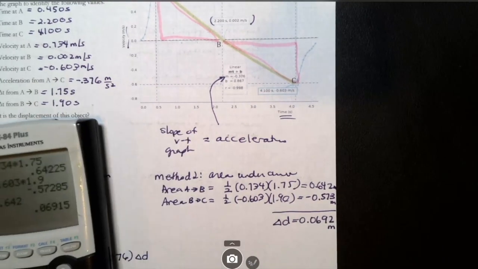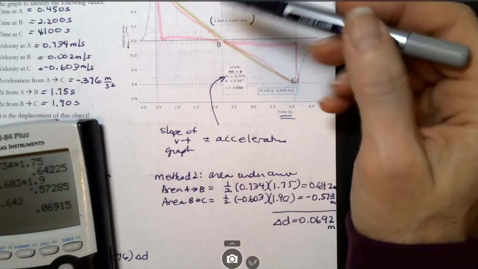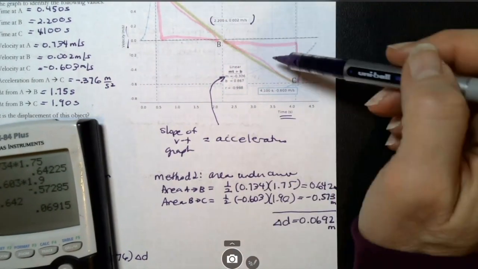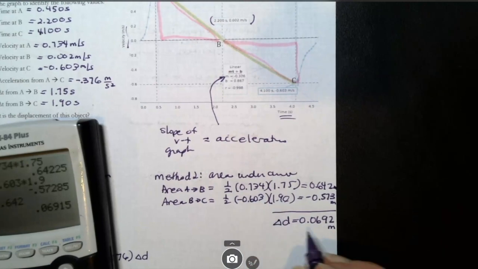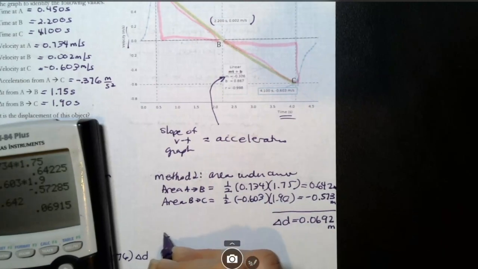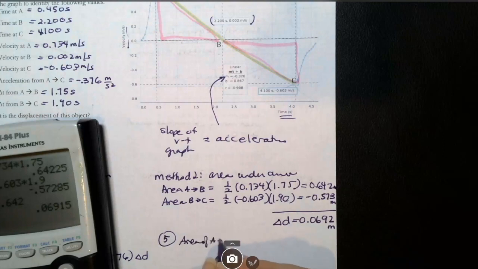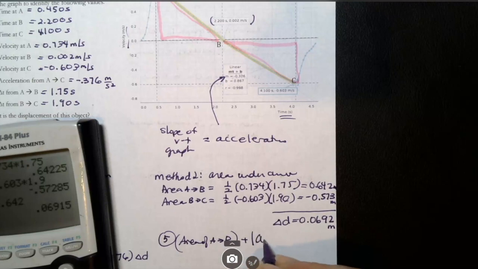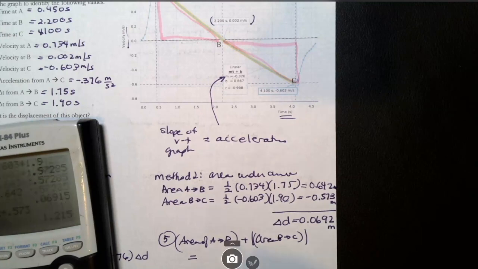The next question asks for the distance traveled. Now the distance traveled does not take into account that this one is moving in the positive direction and this one's moving in the negative direction. You don't have to worry about it. So for number 5, all you have to do is take the area of A to B and add it to the absolute value of the area from B to C. We don't care about the negative sign. The total distance traveled is going to be 0.642 plus 0.573 without any negatives.